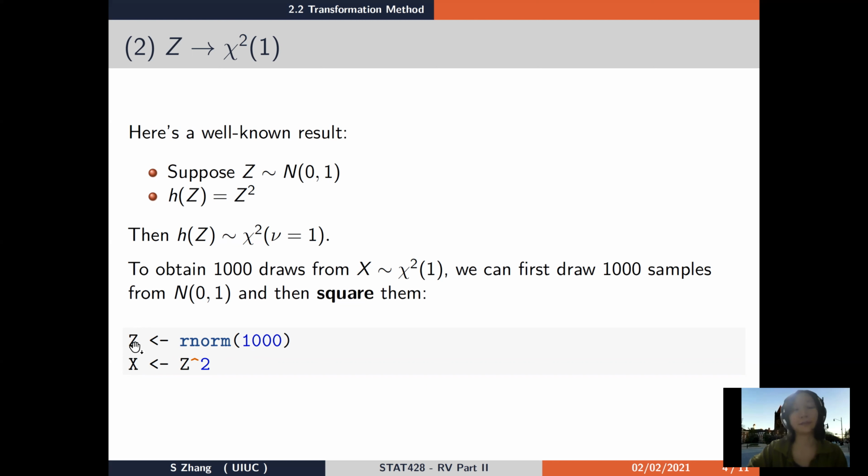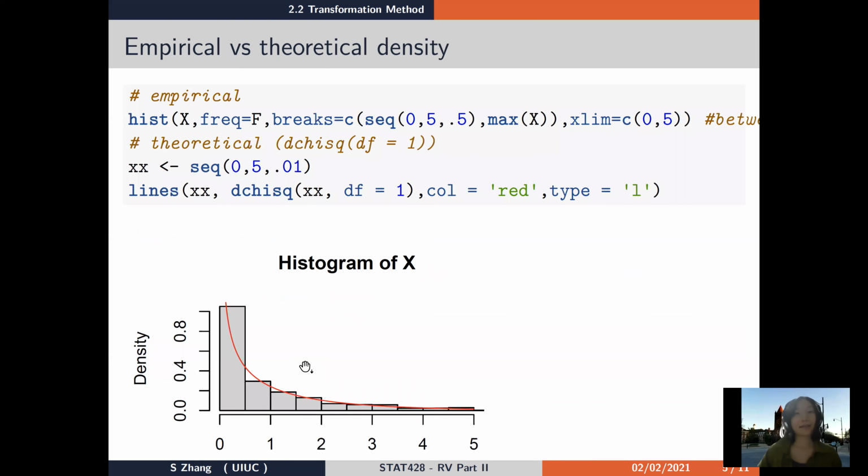So here's the code that implements this, and there's just 2 lines of code, so it's quite simple. First, we draw the z's, which are standard normal random variables. We draw 1,000 of them, and then we say x is equal to z squared. So we apply the square transformation. And again, let's take a look at the empirical versus the theoretical density of the x's that we have obtained. Ideally, the draws x that we have obtained should have a distribution very close to the theoretical density of the chi-square distribution with 1 degree of freedom.